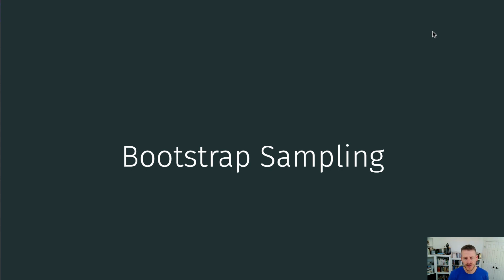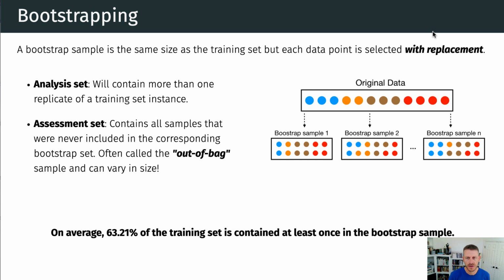Right, so the other most common resampling procedure is what we call bootstrap sampling. The idea with bootstrap sampling is that we're going to sample certain observations, but we sample with replacement. And that's the key word that differentiates bootstrap sampling from k-fold cross-validation.